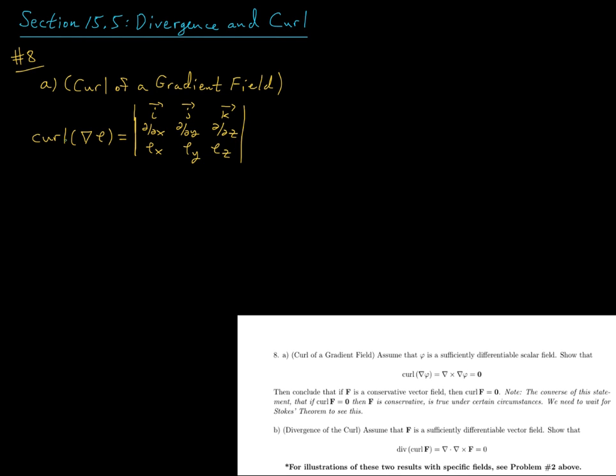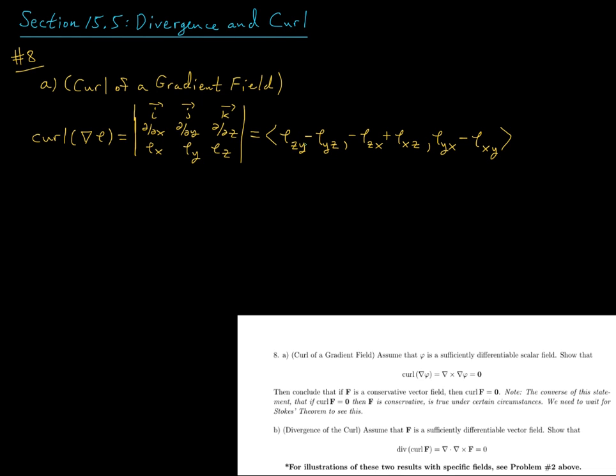So for the curl of the gradient of phi, I've set up the determinant here for the curl calculation, and I've laid out the components of the gradient of phi on the bottom row. So we have the x derivative of phi, the y derivative of phi, and the z derivative of phi. So now to crank out that determinant, for the i component, I'm going to get the y derivative of the z derivative of phi minus the z derivative of the y derivative of phi. And then we'll get similar expressions for the j and the k components.